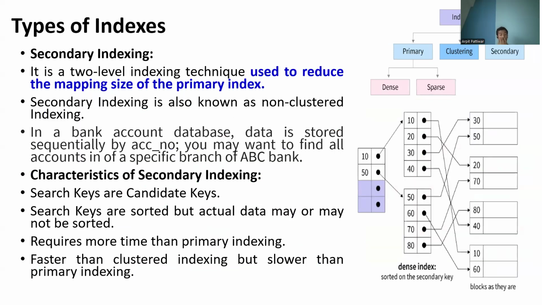Secondary indexing is a two-level indexing technique used to reduce the maximum size of the primary index. Secondary indexing is also known as non-clustered indexing. Characteristics of secondary indexing: search keys are candidate keys, search keys are sorted but the actual data may or may not be sorted. It requires more time than primary indexing. Also, it is faster than clustered indexing.